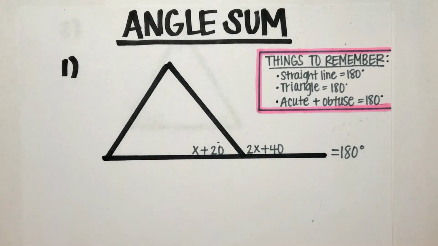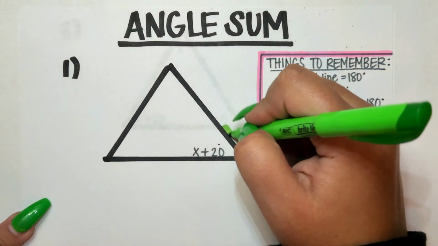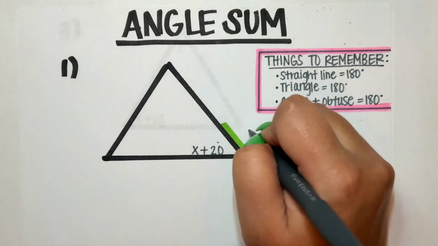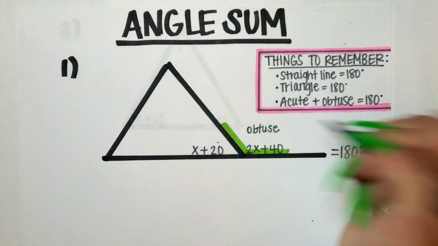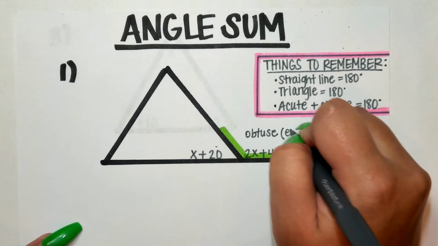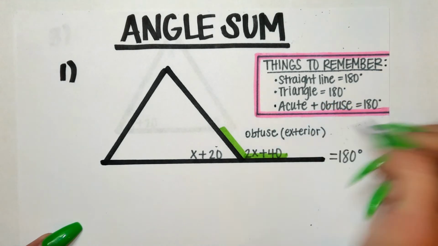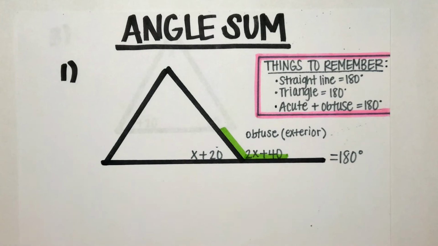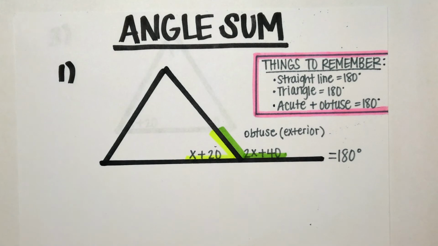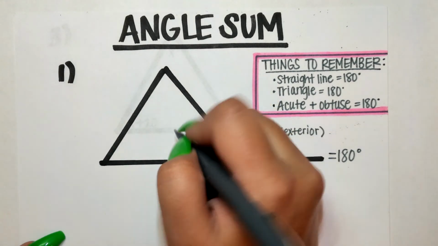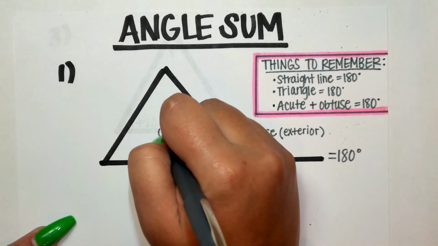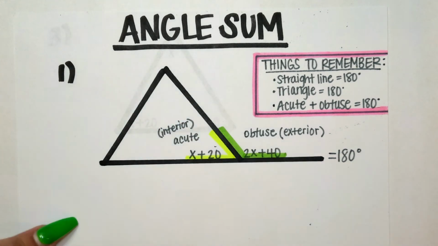You can also look at the angles. So my outside angle is obtuse. It is an exterior angle because it is outside of the triangle. And it is obtuse. Then I can look at the angle on the inside, which is a small angle, so it is acute. Since it's on the inside, that is an interior angle.